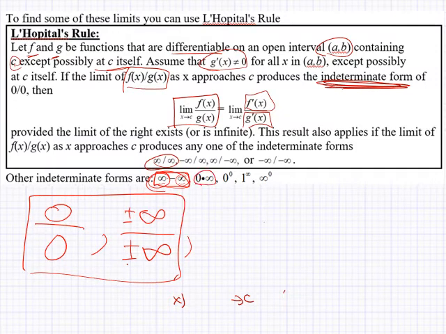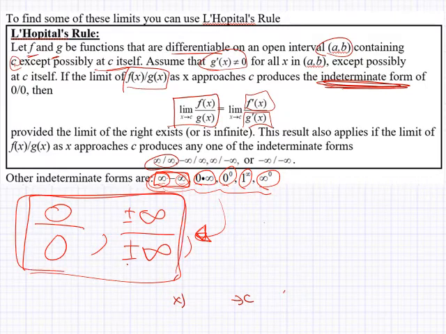0 times infinity, 0 to the 0, 1 to the infinity, infinity to the 0. These are all indeterminate forms. And you're going to see why they're indeterminate forms, because in the end, they're all versions, essentially, of these two things. When we come up with one of these, we're going to basically turn it into one of these two.